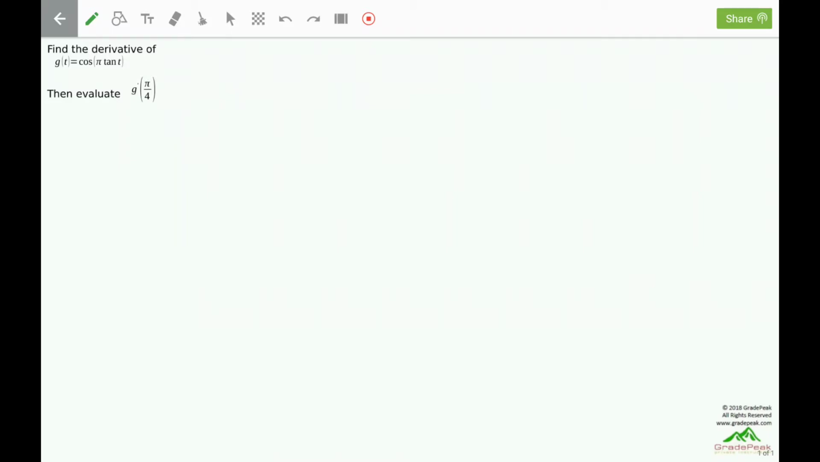Find the derivative of g of t equals the cosine of pi times the tangent of t. Then evaluate g prime of pi over 4. G of t here is made up of a trig function, the cosine of an entire expression, pi tangent t. Therefore, when we take the derivative, we'll have to use the chain rule.